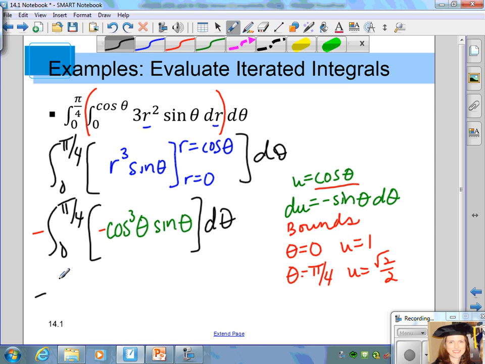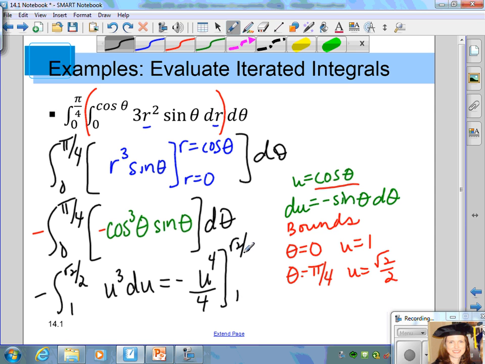So this is going to be negative the integral from our lower bound of 1 to our upper bound of square root of 2 over 2 of u to the third power du. That's our u substitution. Now we can integrate this by adding 1 to the power. We're going to get negative u to the fourth with a 1/4 out in front, or you can divide by 4. Evaluating the bounds from 1 to square root of 2 over 2.